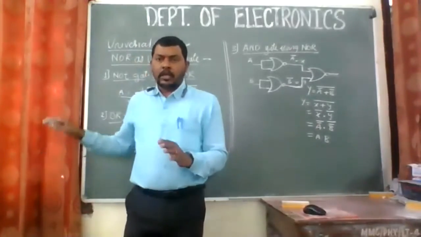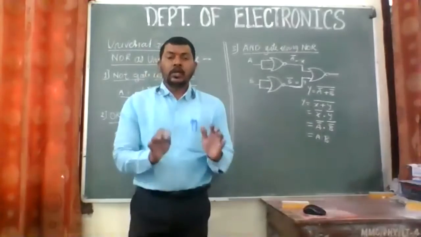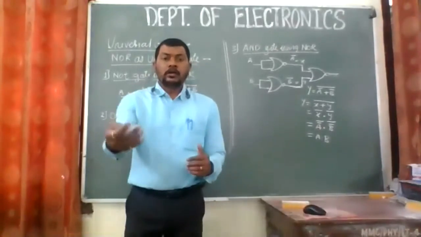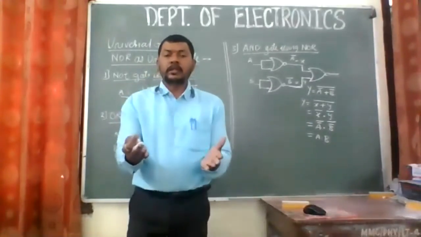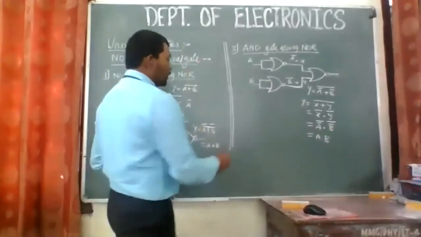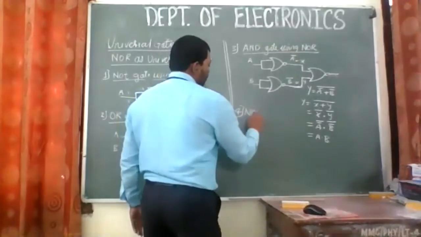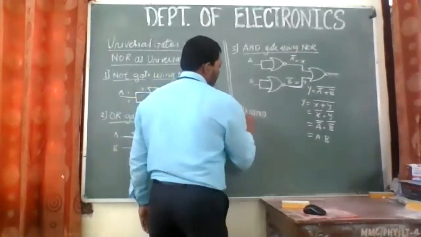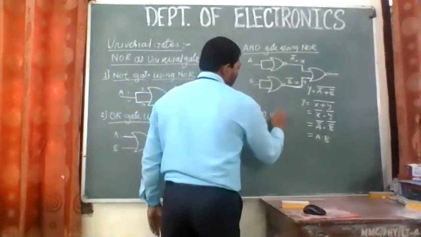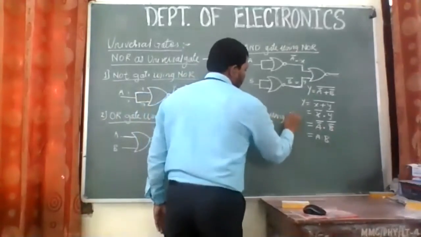I've told you all the three. We can repeat it the last time, because you have to construct all the gates by using NOR gate. The last one is the NAND gate. So how can we make this NAND gate using NOR? Can anybody tell me?